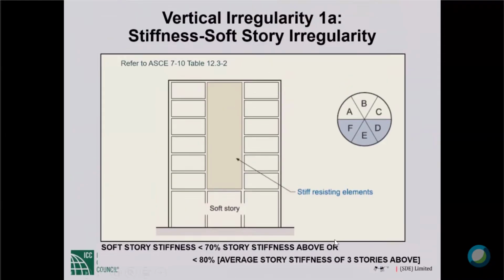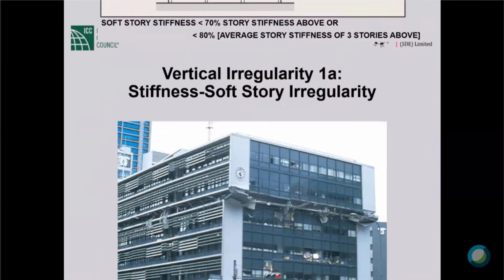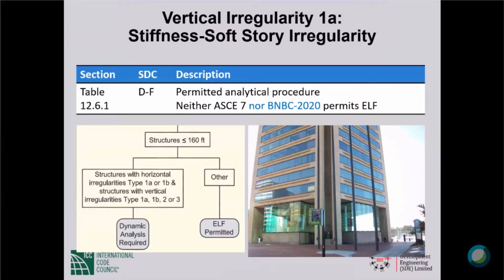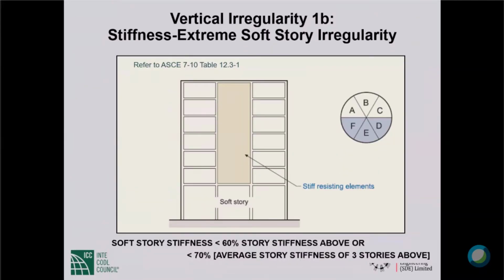So the definition is here, and the thing to emphasize is that a soft story does not have to be at the bottom. It's not at all always the case. The restriction that is invoked is that you have to do dynamic analysis. Neither ASCE 7 nor BNBC 2020 will permit the equivalent lateral force procedure for a building with soft story irregularity.